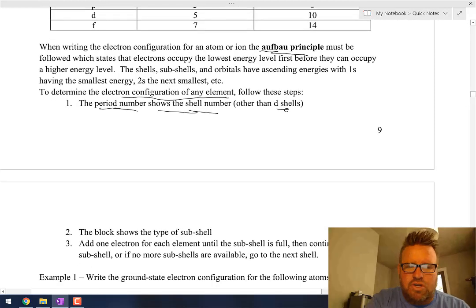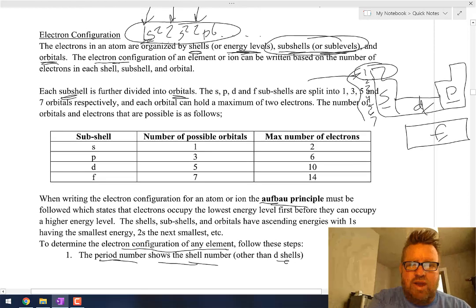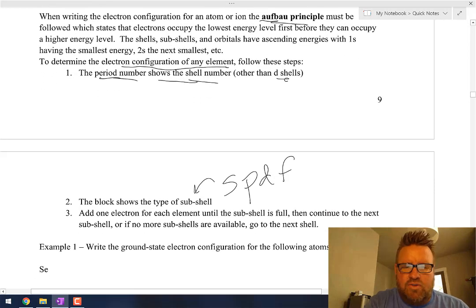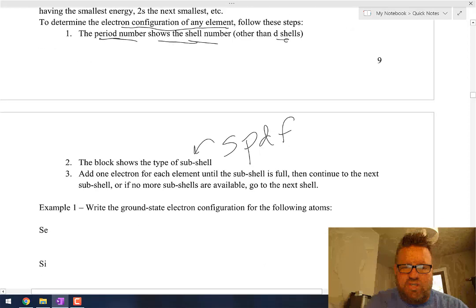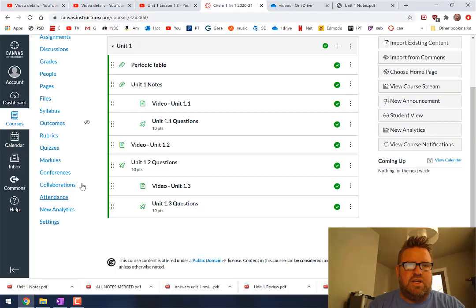The block shows the type of the subshell. So the block is the S, the P, the D, or the F. Notice I didn't just say 1, I said 1s. And then I did 2s and then 2p. And then for number 3 here, you add 1 electron for each element until that subshell is full, and then you go to the next subshell, etc. So to me, the easiest way to do this is to just do it. Okay, selenium. First of all, we have to figure out how many electrons selenium has.